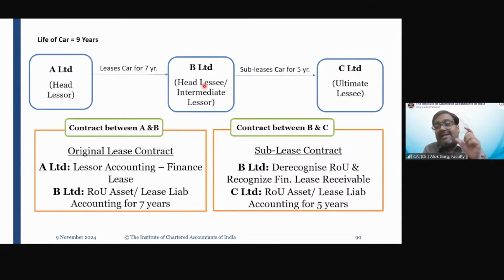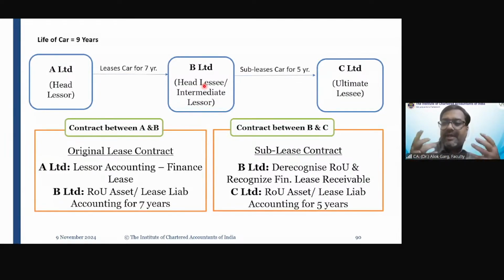For what period was the right given to B? 7 years. And B has transferred this right for how many years to C Limited? 5 years. Standard says that in case of a sublease contract, when B becomes lessor, B has to do the lessor accounting also. Contract between B and C, B has to do lessor accounting, right? Yes. So for lessor accounting, either it will be a finance lease or an operating lease.